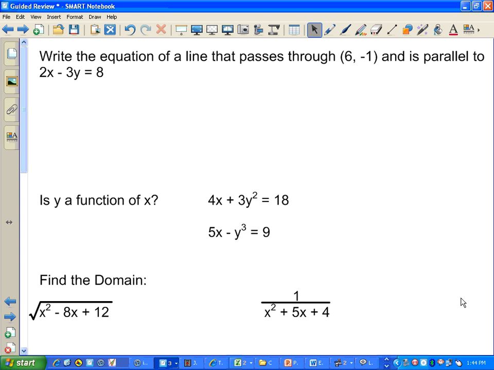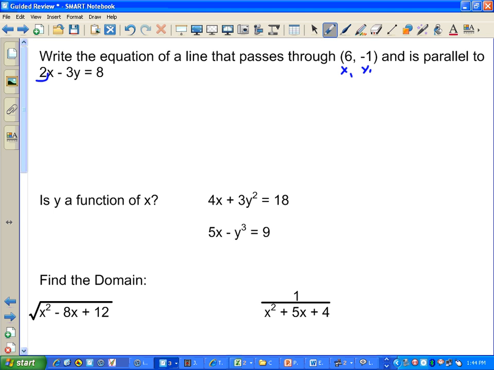We're going to go through some examples just so you guys have some extra stuff before we take the test. Okay. All right, write the equation of a line that passes through that point. So this is going to be my x1, y1. And I want it to be parallel to this equation. So if I want it to be parallel to this, I need to know the slope of this line.